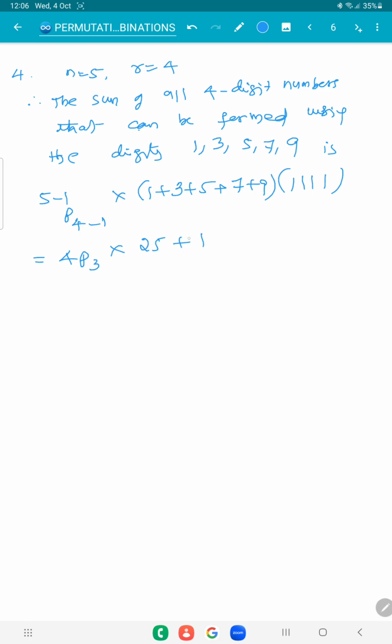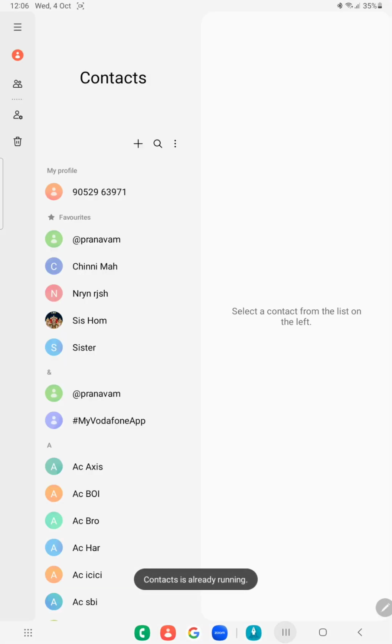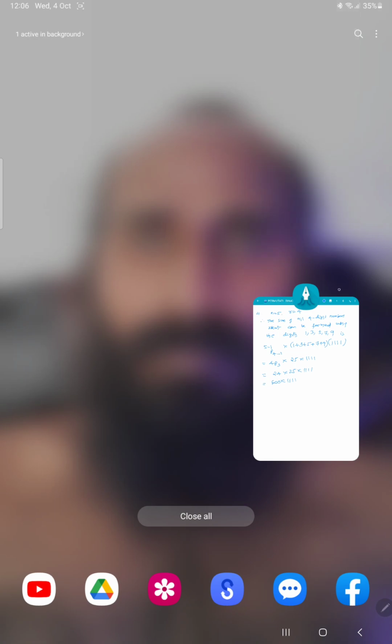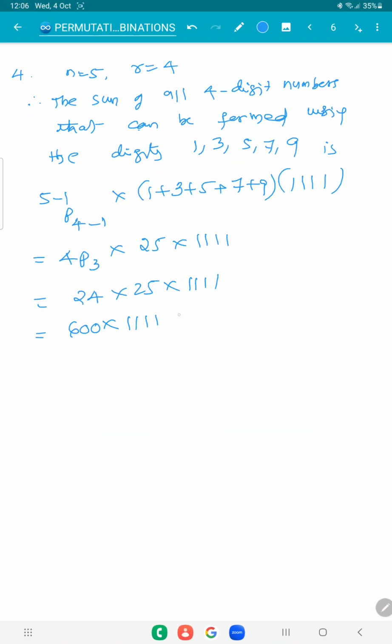25 into 1111. So what is that? 24 into 25 into 1111. So 24 times 25 is 600, into 1111. So that will be equal to 66660. So the next question is the fifth one.